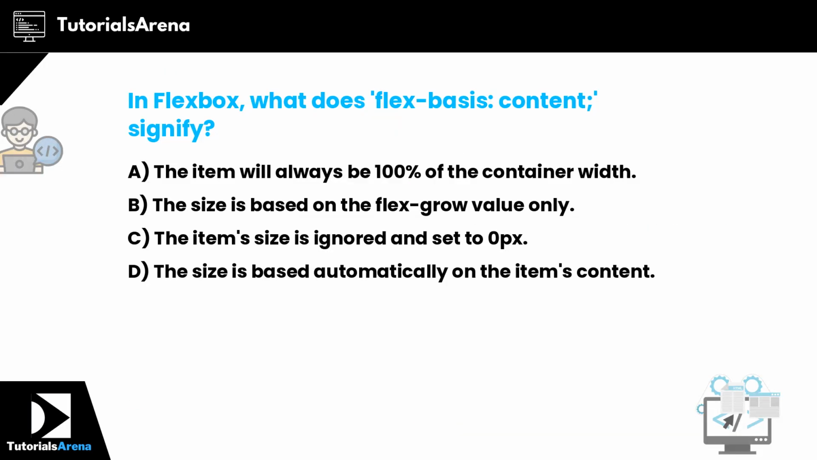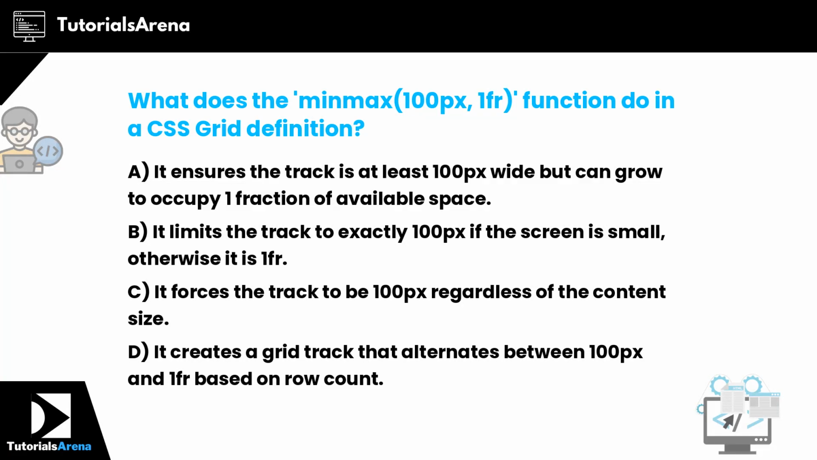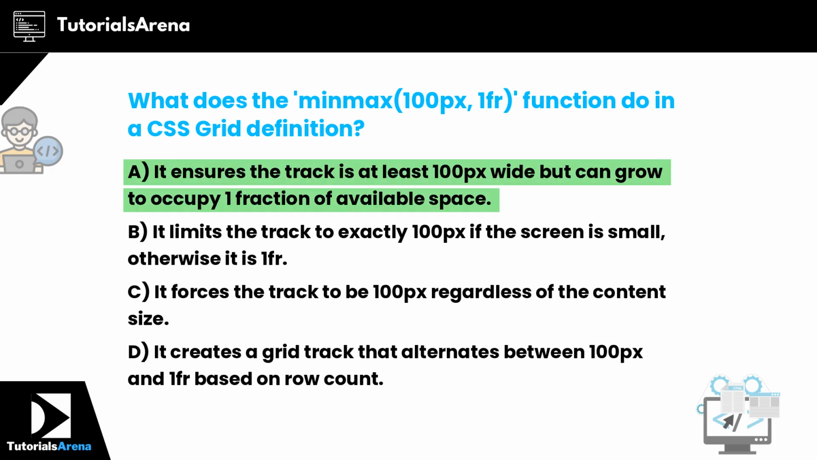In Flexbox, what does flex-basis: content signify? The correct answer is option D. The size is based automatically on the item's content. What does the minmax(100px, 1fr) function do in a CSS grid definition? The correct answer is option A. It ensures the track is at least 100px wide, but can grow to occupy one fraction of available space.